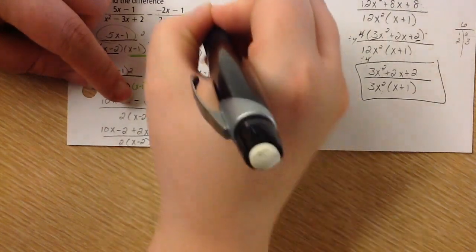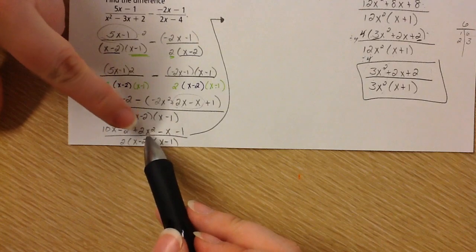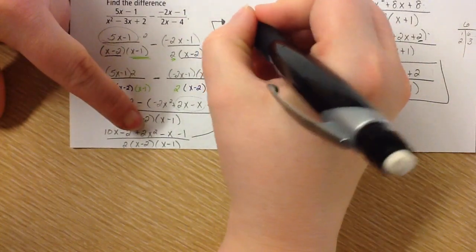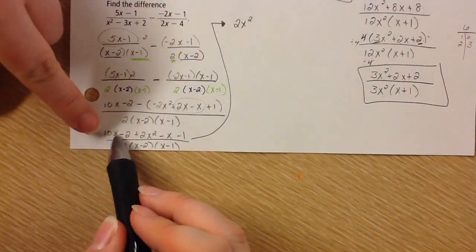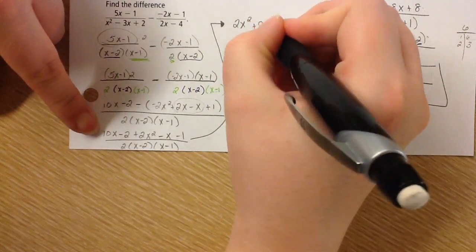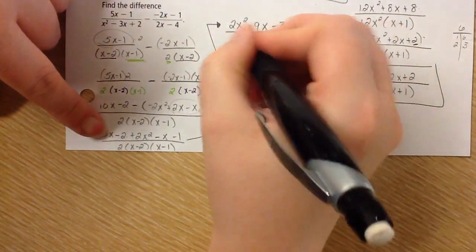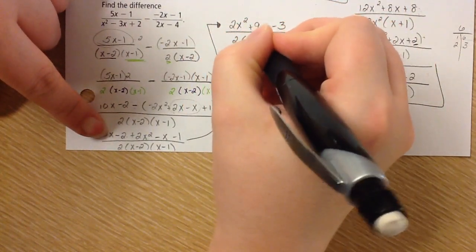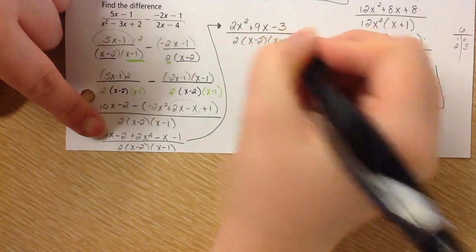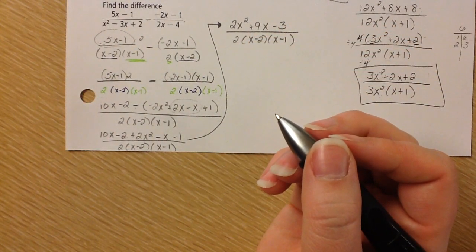Okay, let's bring it over here. All right, so let's put together like terms. I've got a 2x squared, no other x squared, so we'll go 2x squared. Now x's, I've got 10x minus x, which gives me plus 9x. Negative 2 minus 1 is minus 3, all over 2, x minus 2, x minus 1.